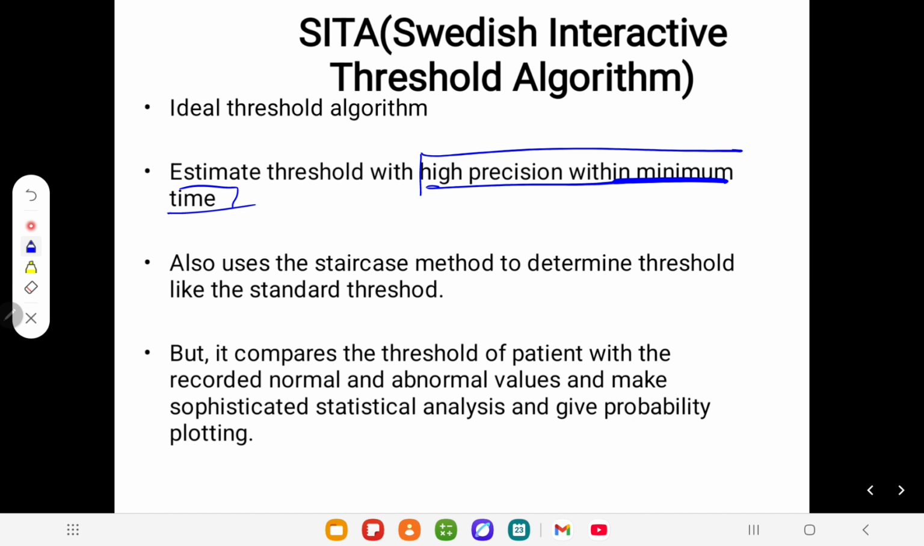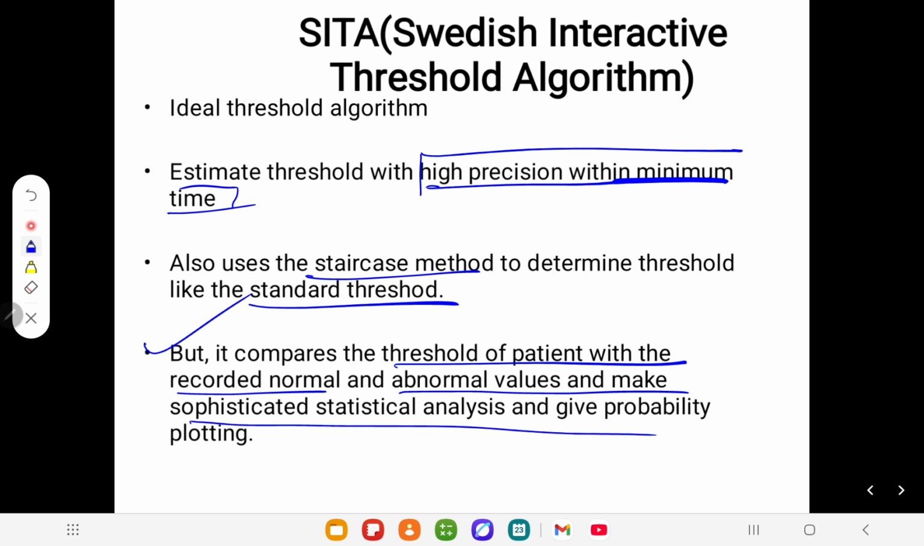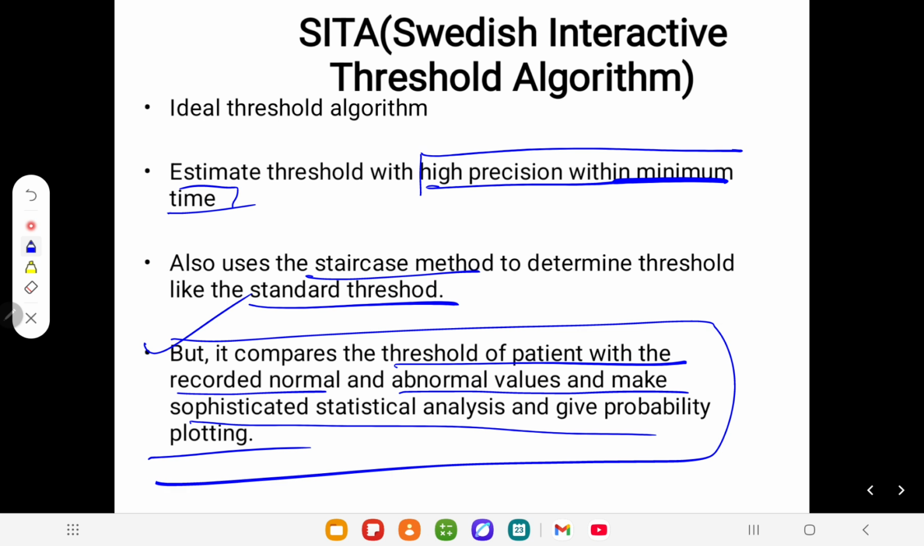It also uses the Staircase method to determine the threshold, like standard threshold. But it compares the threshold of the patient with the recorded normal and abnormal values, makes sophisticated statistical analysis, and gives probability plotting. So it's very important that SITA is what you will be seeing most in your clinical practice in optometry. Just remember this point.